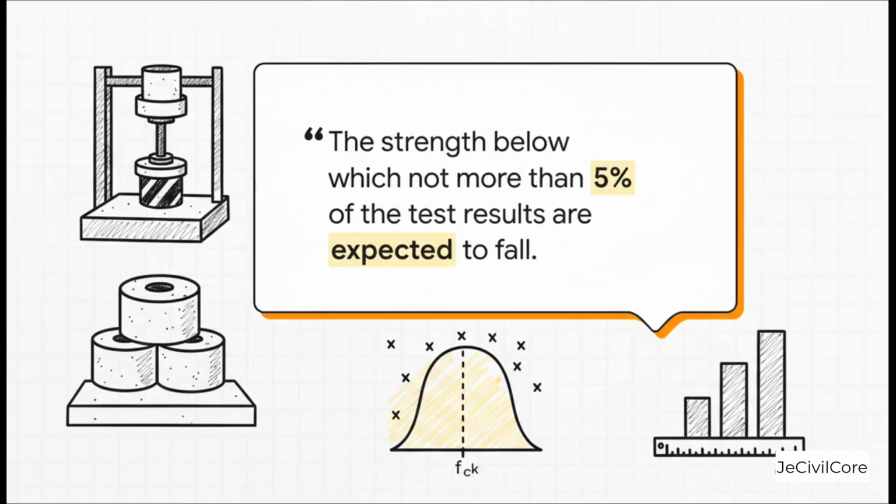And here it is. This is the official definition of characteristic compressive strength, or fck, straight out of IS 456:2000. You need to memorize this sentence word for word. It is one of the most frequently asked definitions in exams. The strength below which not more than 5% of the test results are expected to fall. Notice, it's not the average strength. It's a kind of guaranteed minimum strength, but with a small, statistically acceptable chance of failure.